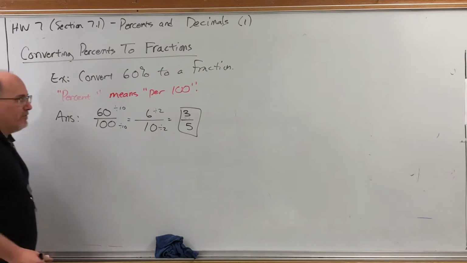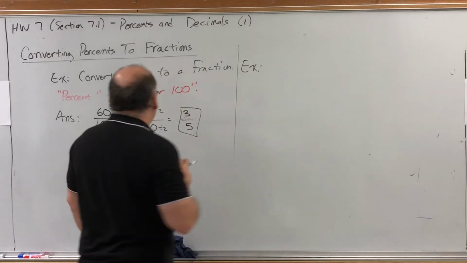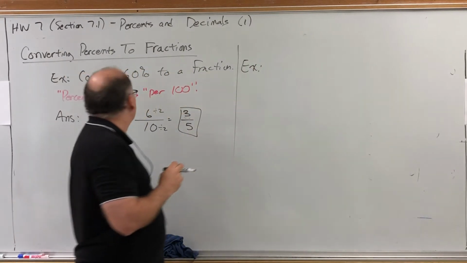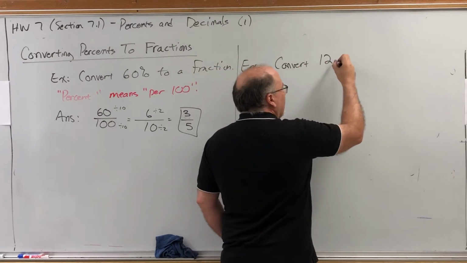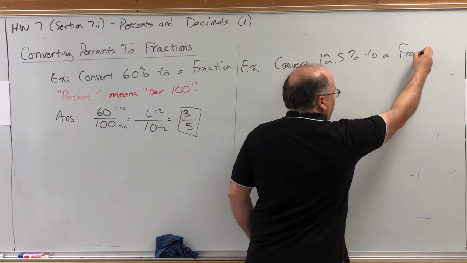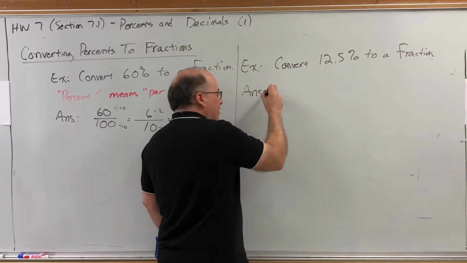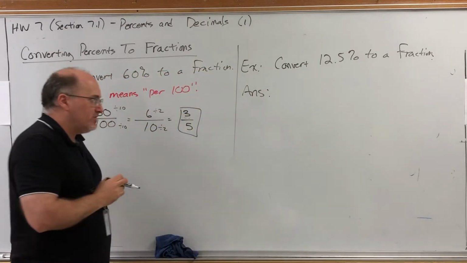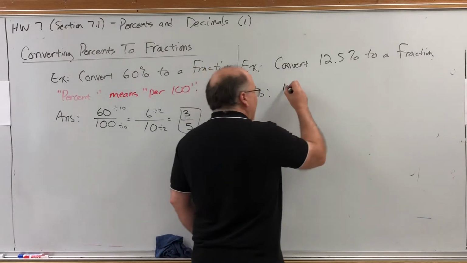Let's take a look at another example. This one involving a decimal percent. Let's convert 12.5% to a fraction. The approach is still the same. Percent still means per 100. So we would put 12.5 over 100.